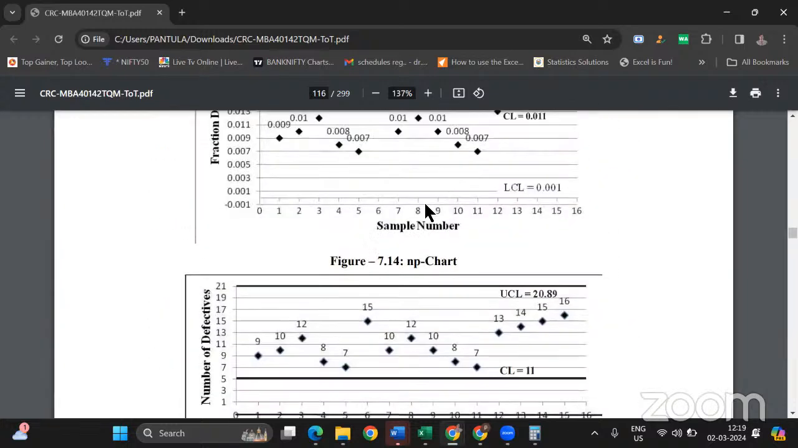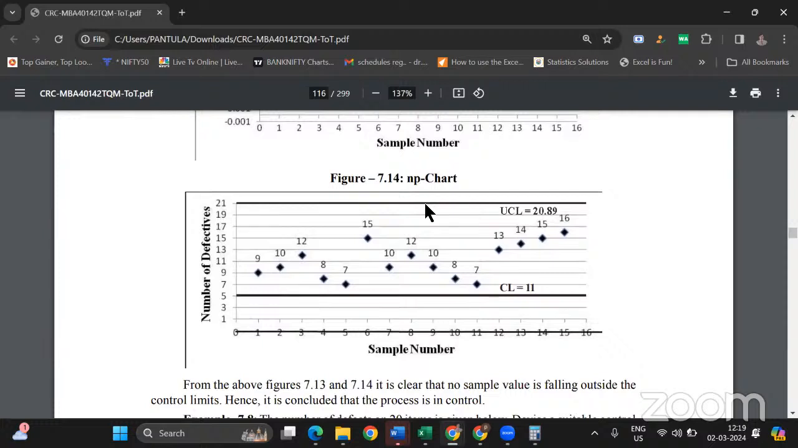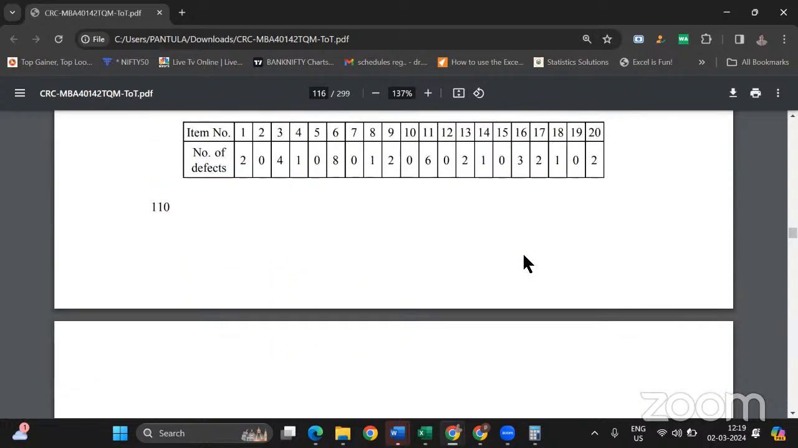Now we are into quality control. Why are we doing these exercises? If any point goes above the upper control limit or below the lower control limit, then we need to retest that particular day's sample. Here, nothing is going outside.